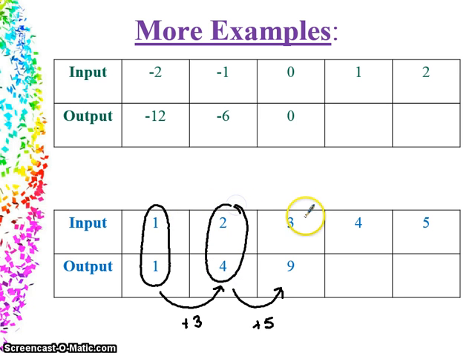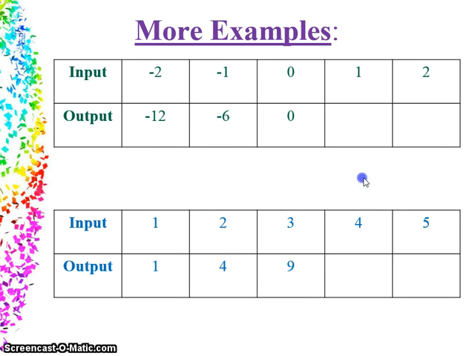What can you do to 1 to get 1? What can you do to 2 to get 4, and to 3 to get 9? Well, we know that 1 times 1 is 1, so if we square 1, we'll get 1. 2 times 2 is 4, so 2 squared is 4. 3 times 3 is 9, so 3 squared is 9. So we have to square 4 to get 16 and square 5 to get 25. What I wanted to show you was consistent patterns don't always have to lie across the outputs. They can connect the inputs and outputs as well.